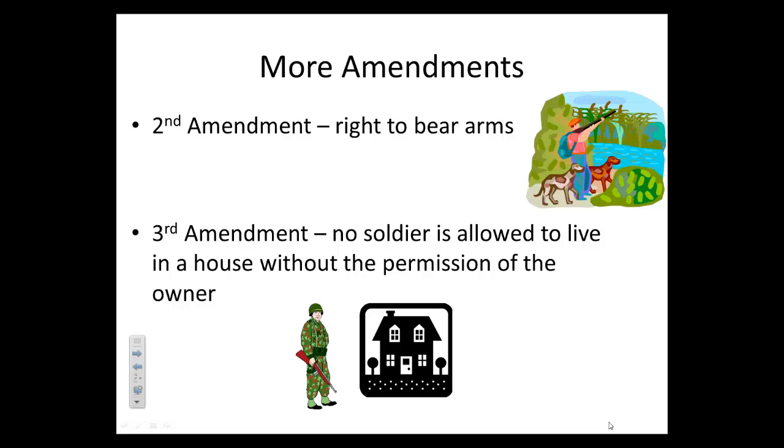Just kidding. The Second Amendment, the right to bear arms, actually allowed people to own guns even though they were not in the military. The Third Amendment was created because under King George, the British soldiers were allowed to just move into the colonists' houses if they wanted. So now if you find soldiers who want to be in your house, you can charge them rent.